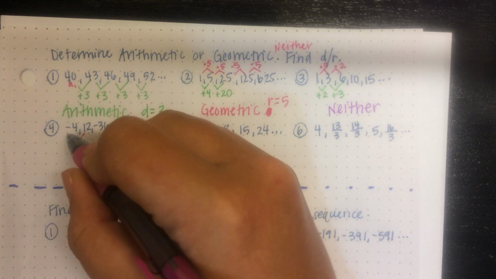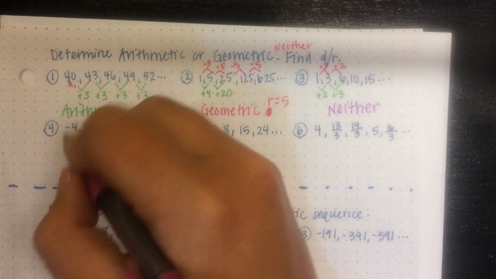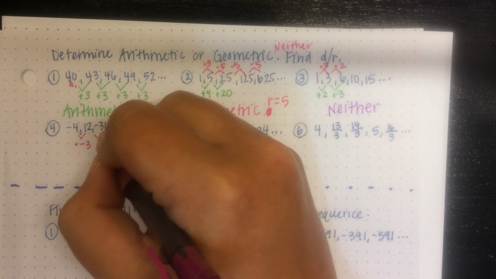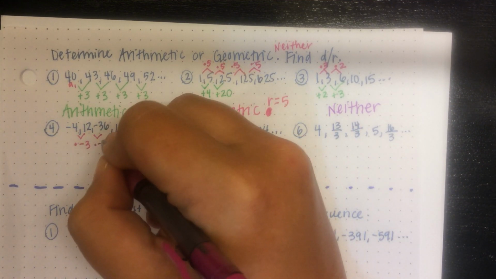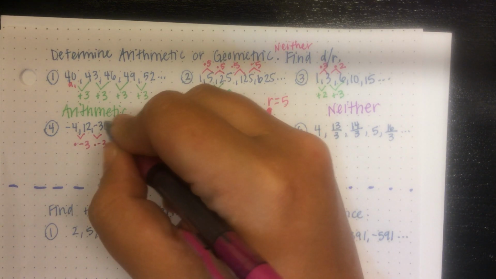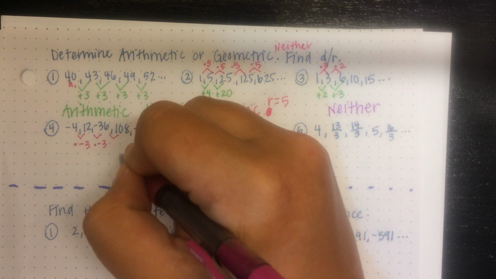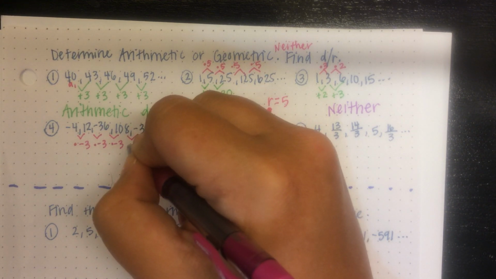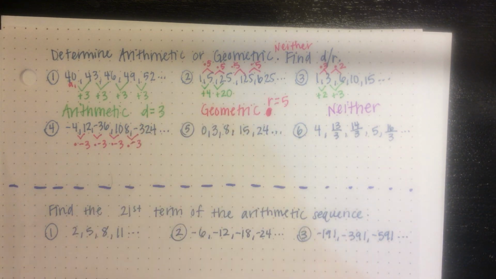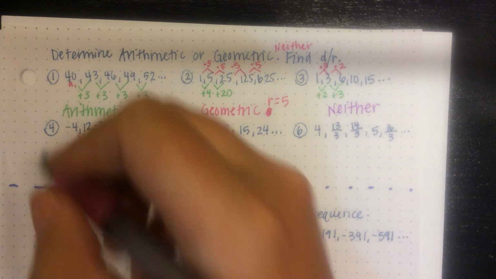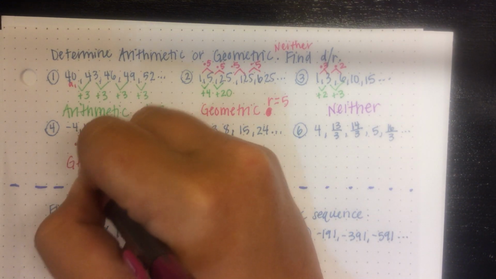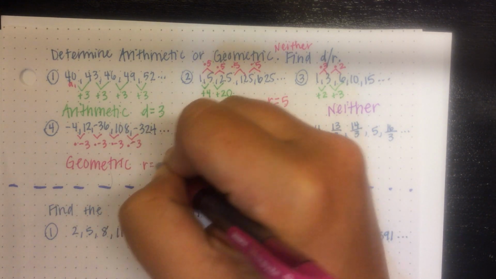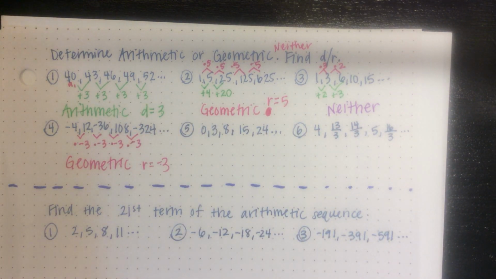Okay, to go from -4 to a positive 12, I need to multiply by -3. To go from 12 to negative 36, multiply by -3. Negative 36 to 108, multiply by -3. And then 108 to negative 324, multiply by -3. So that means this one is geometric, and my common ratio is -3.